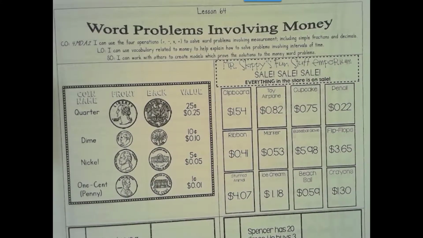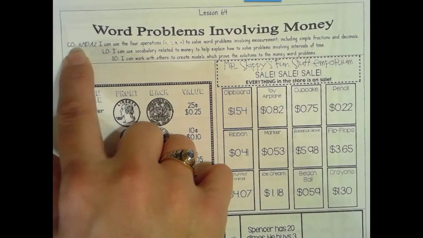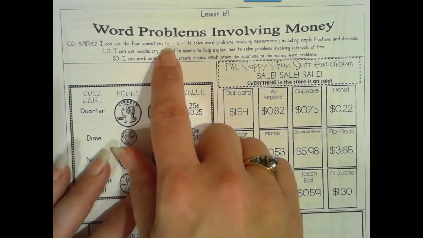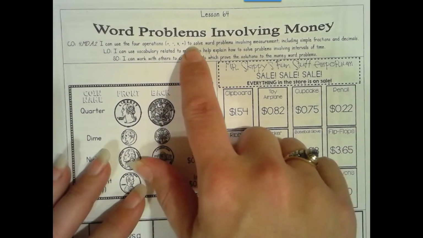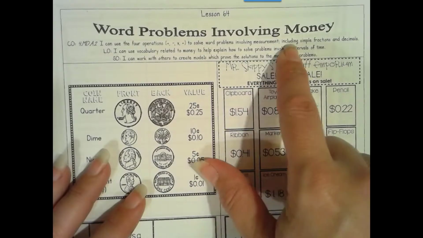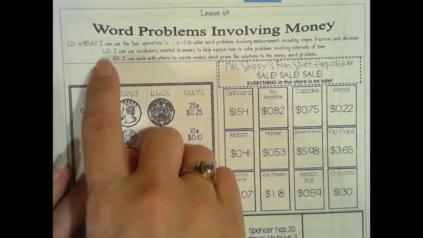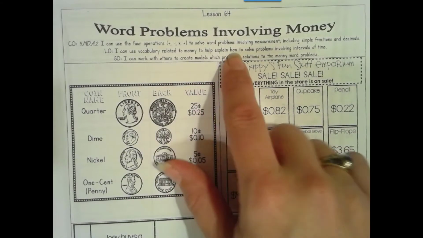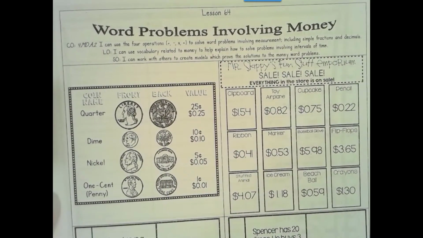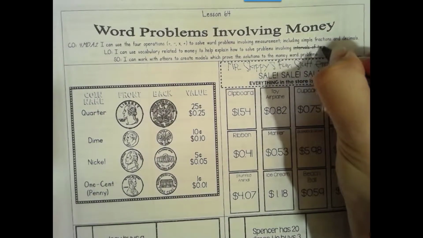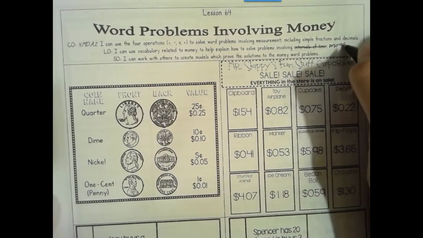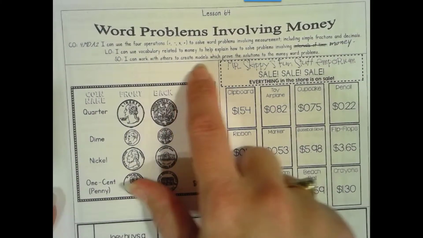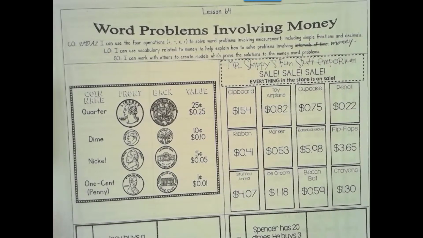Okay, so in this lesson, our content objective for 4th grade MD measurement data A2: I can use the 4 operations, addition, subtraction, multiplication, division, to solve word problems involving measurement, including simple fractions and decimals. Language objective: I can use vocabulary related to money to help explain how to solve problems involving money. Social objective: I can work with others to create models which prove the solutions to money word problems.